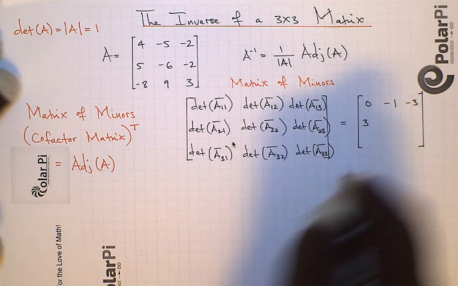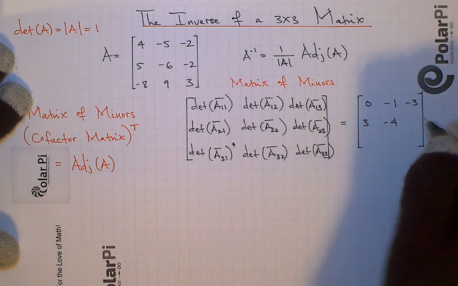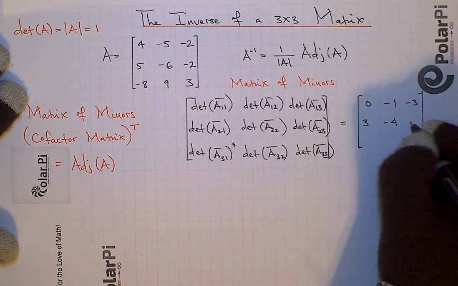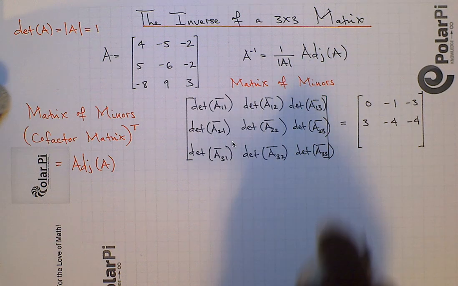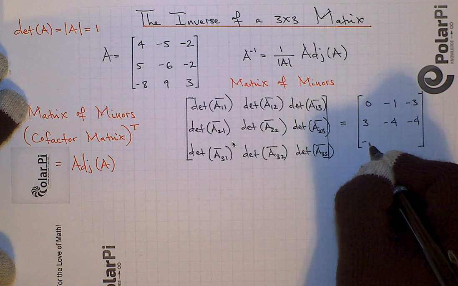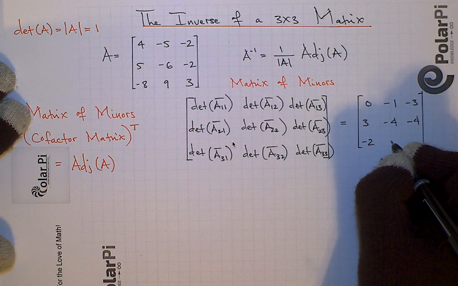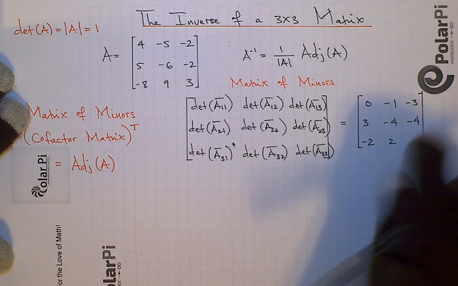You could do this more carefully, as I said. And then this is going to be -4. And this is going to be -4. And this is going to be, let's see, -2. And this spot right here is going to be +2. And then this guy is going to be 1.